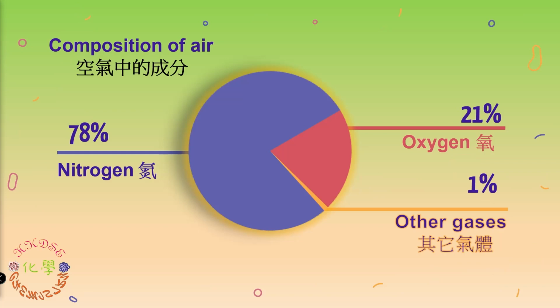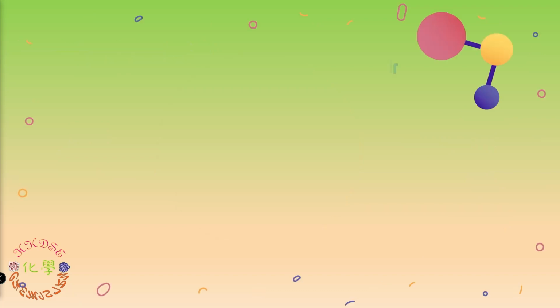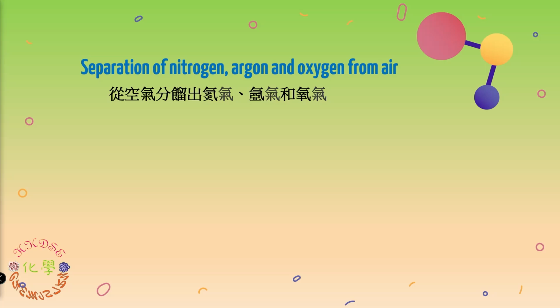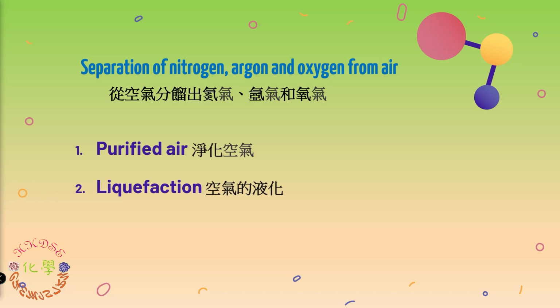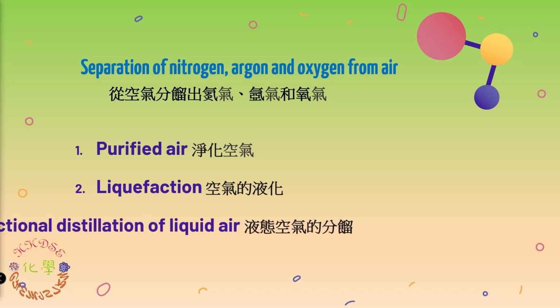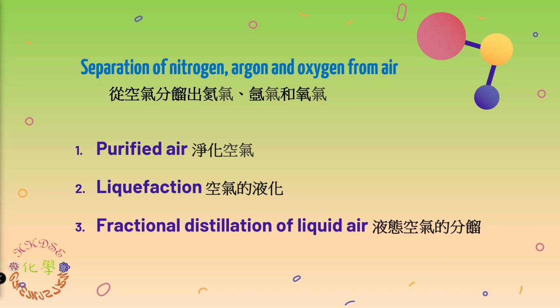The air contains nitrogen, 78%, oxygen, 21%, and the remaining is water vapor, carbon dioxide, and other noble gases, 1%. Fractional distillation of nitrogen, argon and oxygen from air needs to be completed in 3 steps. 1. Purification of air. 2. Liquefaction of air. 3. Fractional distillation of liquid air.